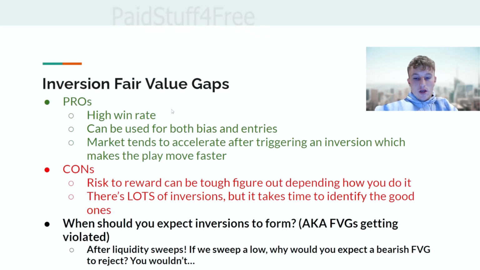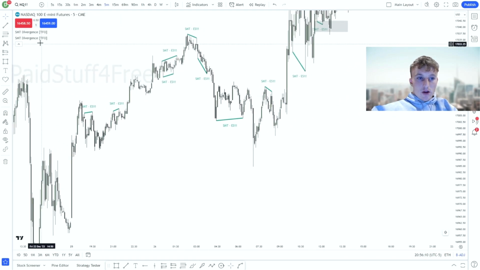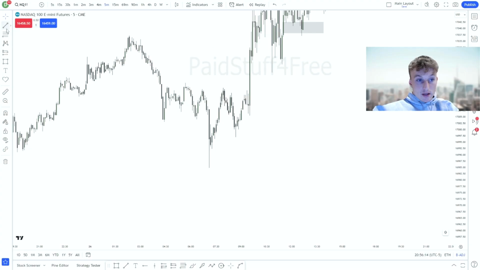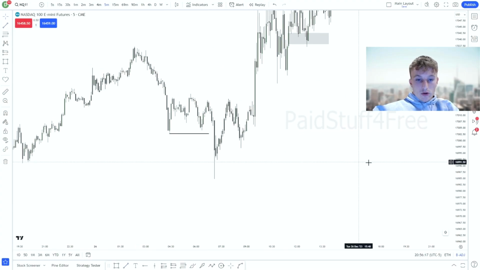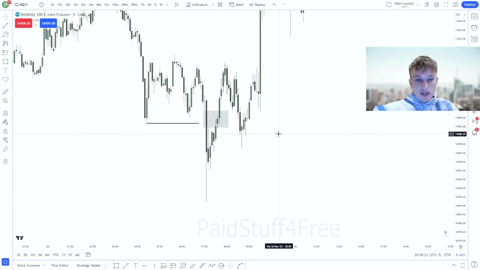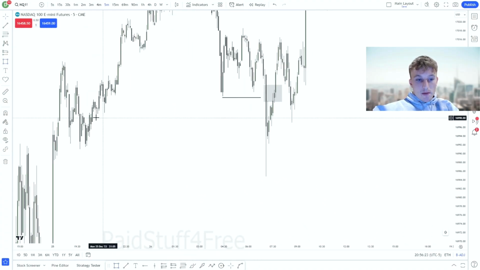Okay, so the last important thing is, when should you expect inversions to form? You should expect them to form after liquidity sweeps. If we sweep below, why would you expect a bearish fair value gap to reject? This is the number one principle when learning inversions. When you're looking at the chart and you see us sweep some sort of low like this, why would you in any way expect this bearish fair value gap to cause price to reject? You wouldn't, right? We swept so much liquidity.